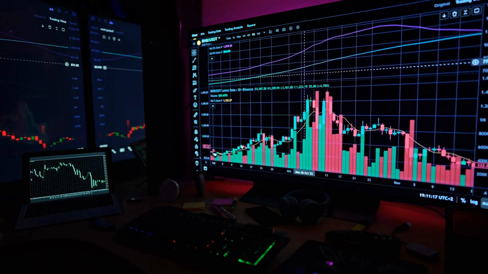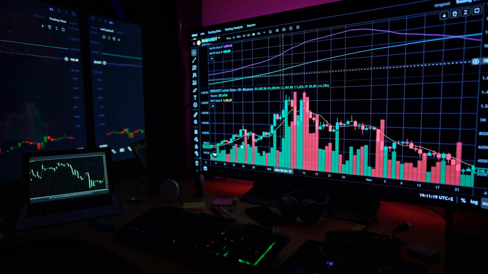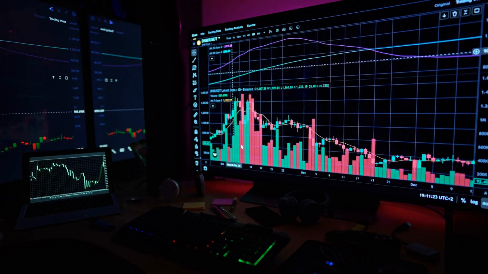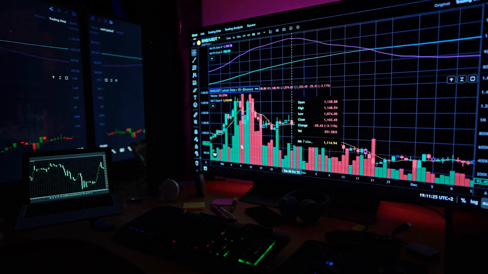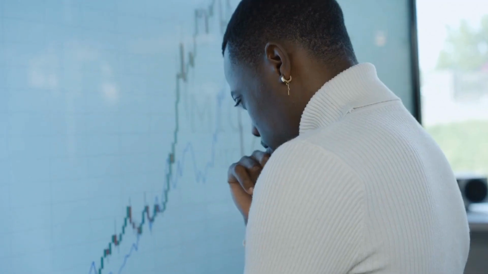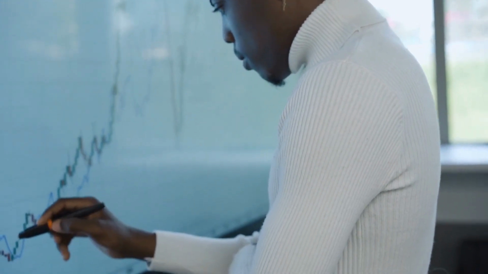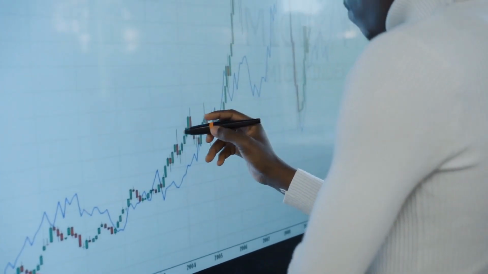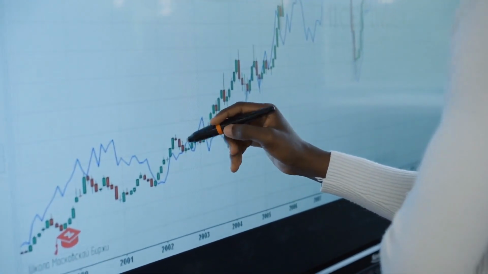Hedging is essentially a risk management strategy used by traders and investors to protect existing positions from adverse price movements. Think of it as taking out an insurance policy on your trades. If you are long on a particular asset, a hedge can help offset potential losses if the market moves against you. The core idea is to open a position that will gain value if your primary position loses value.